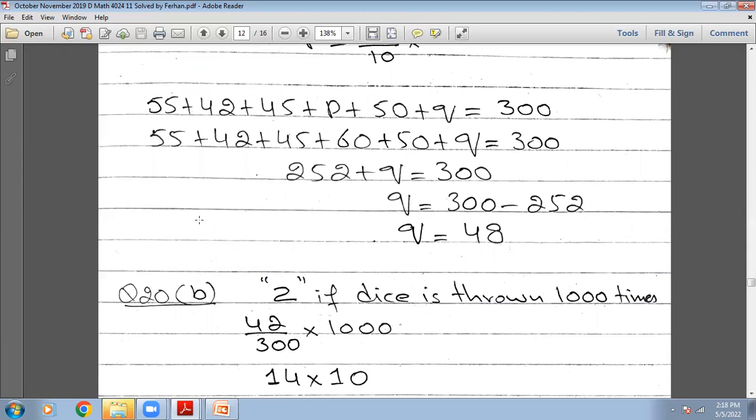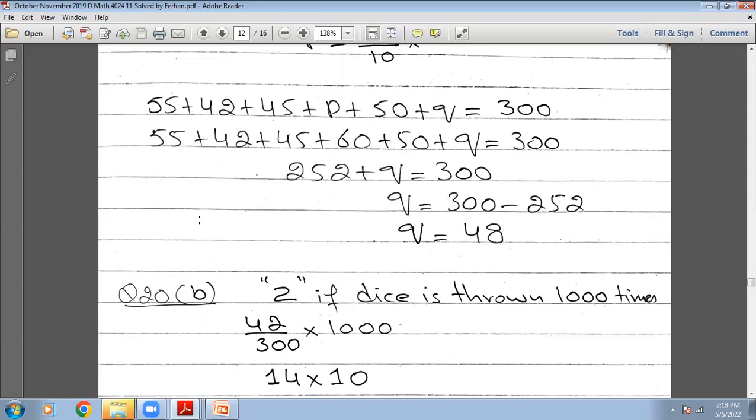The value of P is 60. We just found that. So you will have 55 plus 42 plus 45 plus 60 plus 50 plus Q equals 300. So when you add these numbers, this will be 252 plus Q equals 300. Take this 252 to the other side. So Q will be equal to 300 minus 252. So Q will be equal to 48.